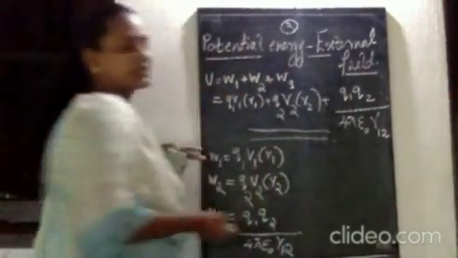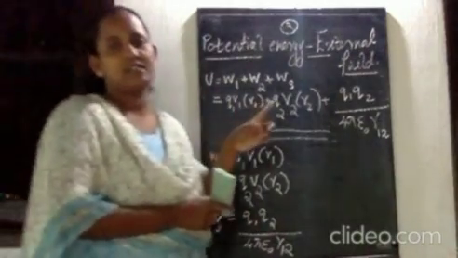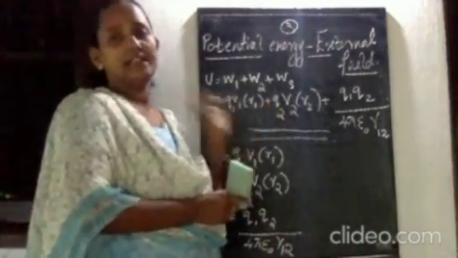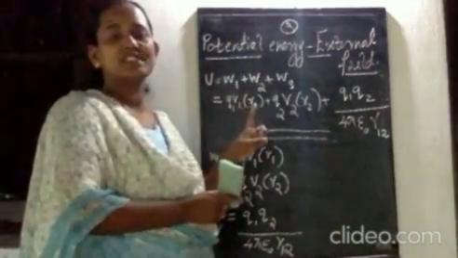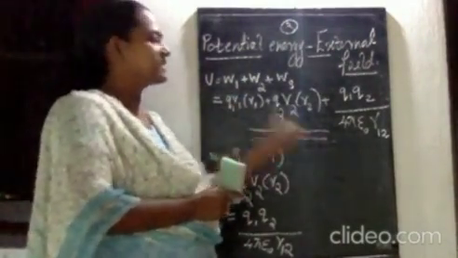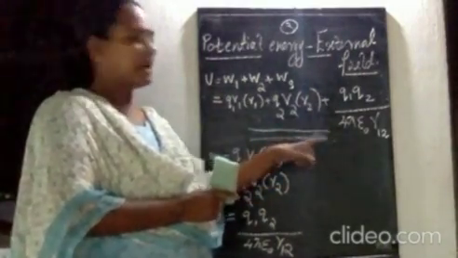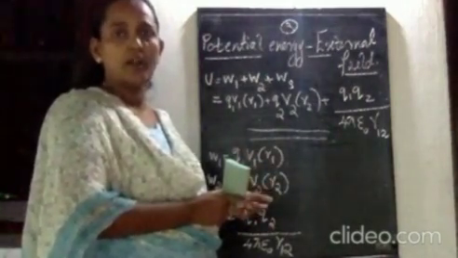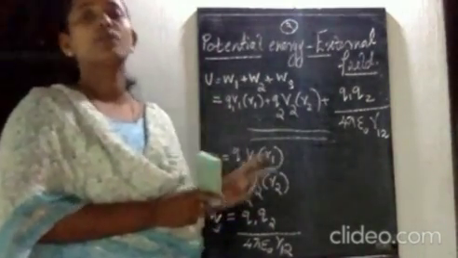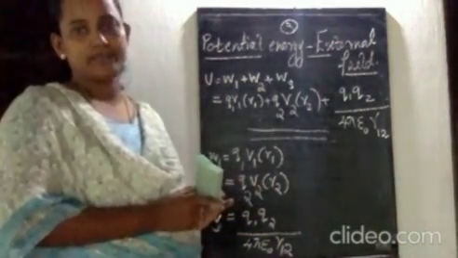This is the expression for potential energy of a system of 2 point charges in an external field. If you are asked to write the expression for potential energy of a system of 2 point charges in an external field, this is the expression. In last year's exam, last March exam, this was one of the questions for 2 marks, that is to write the expression for potential energy of a system of 2 point charges in the presence of an external field. Okay.